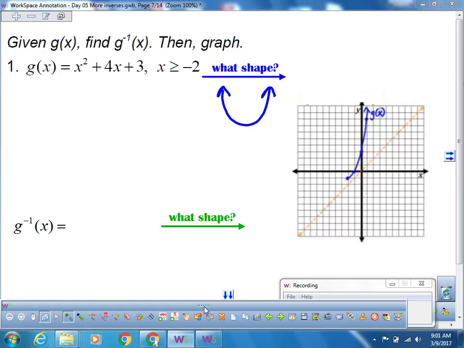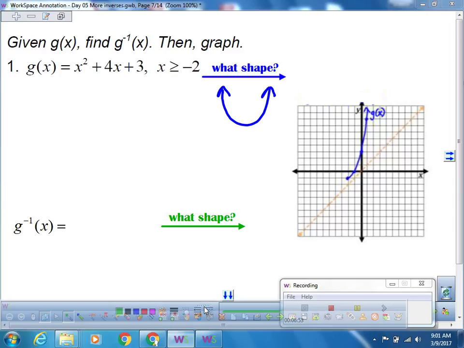What type of shape is the inverse going to be? It's not cubic. What's the inverse of a square? A square root. It's going to be a square root function, right? That's what it's going to look like.